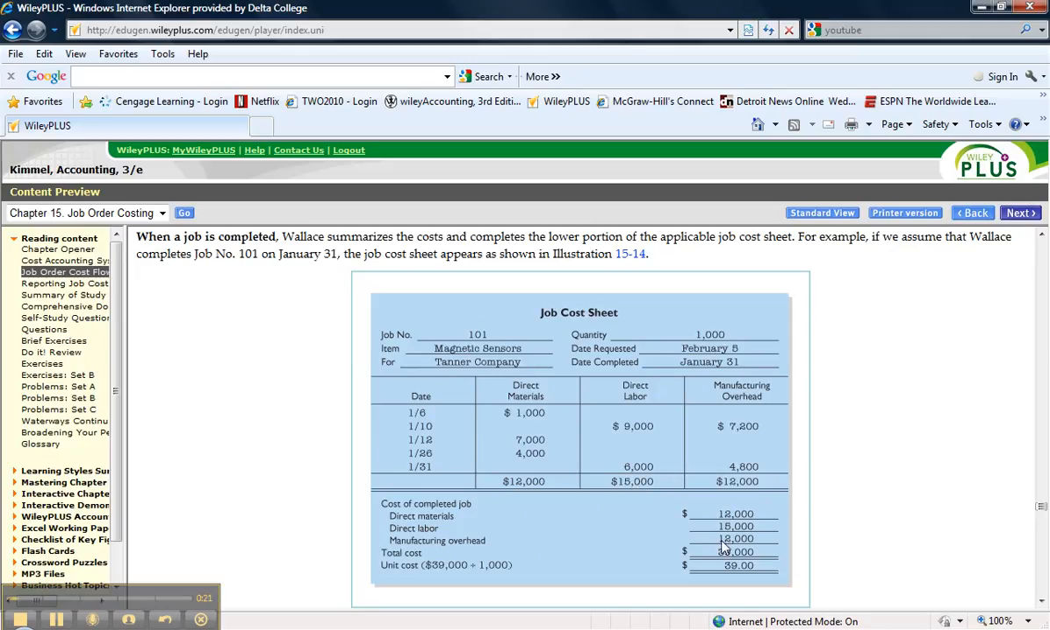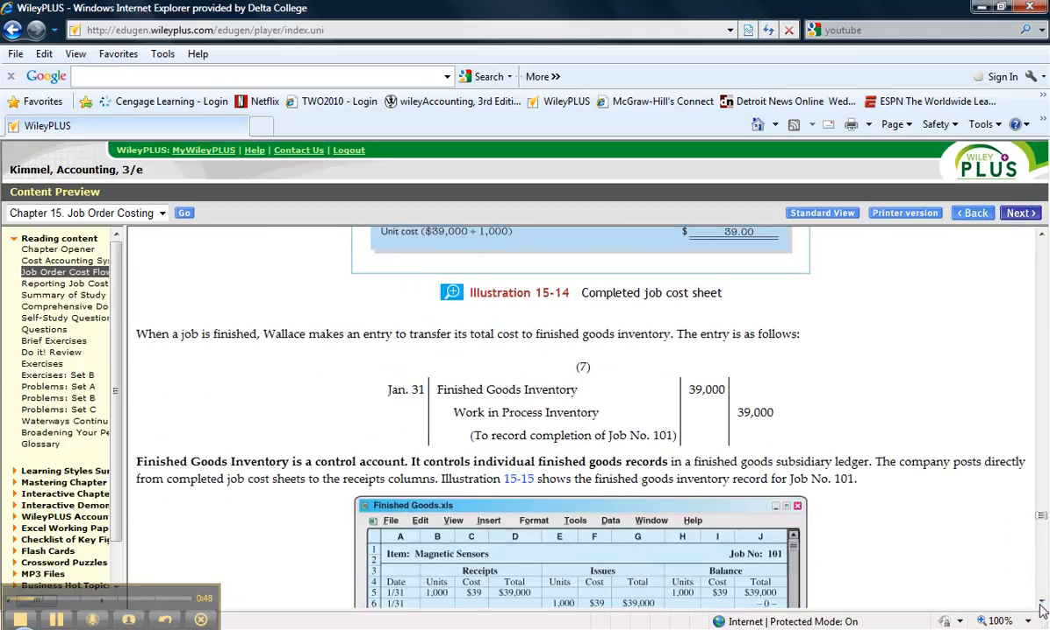All the costs can get added up, and we see that $39,000 is what it costs to make job 101. We can see that since we made 1,000 units, the unit cost is $39. So if we made this job and one customer wanted to buy 500 of these, we would know that we could charge $39 a piece in cost plus any markup in order to make a profit on these jobs.